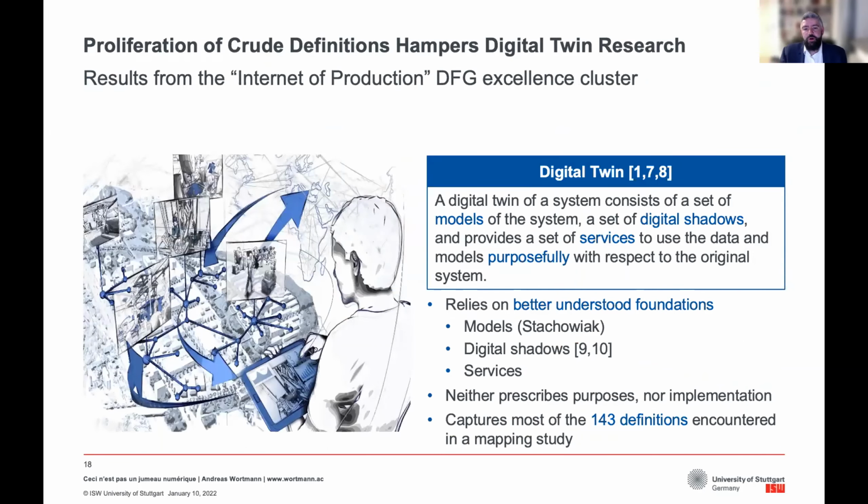Okay, so we try to work on another definition that basically builds on models, digital shadows, and services. They must be used purposefully with respect to the original system. This is where the purpose comes in. And we try to build that on better understood foundations. We have the models in the sense of Stachowiak. We have digital shadows, and there are a couple of publications on that. By the way, I will share the slides afterwards, and you get all the literature references. It does not prescribe a purpose, so it's not for manufacturing or for automotive. It does not prescribe an implementation. You don't need to use AR if you don't want to. And it captures most of the definitions we have. But all the definitions we have seen so far do not talk about what a digital twin needs to do.